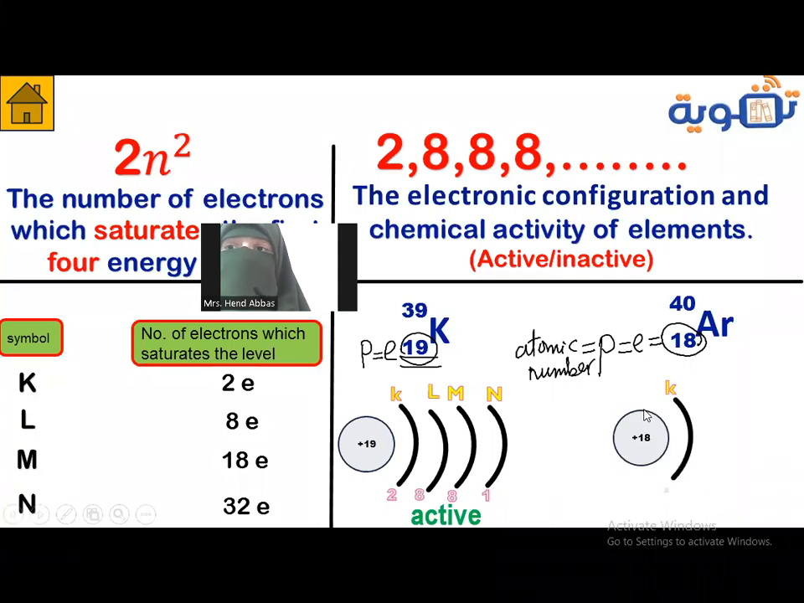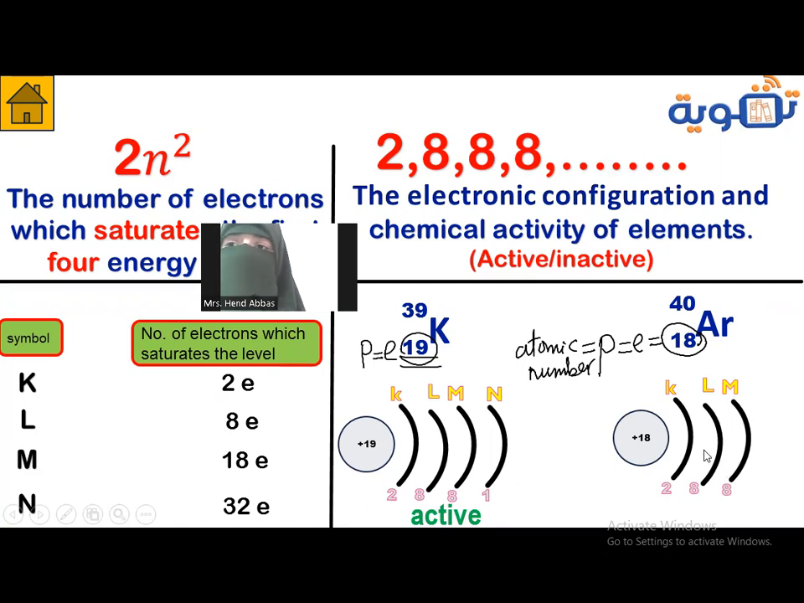So here we have 18 electrons. For the first energy level, K level 2, then L 8, 2 plus 8 is 10. We still have 8, so 2 plus 8 plus 8, which gives 18 electrons. Like that, we finished all of them. Let's look at the outermost energy level. Yes, it has 8 electrons.